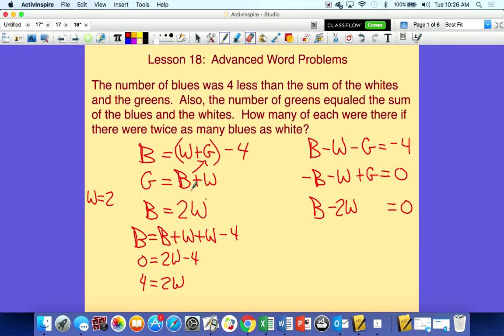Then I could throw that 2 right in here, so B has to equal 4, and for this equation here, 2 plus 4 is 6, so our greens have to equal 6. And then I could check that by throwing that into the original. 2 plus 6 is 8, minus 4 is 4, which is what we got for our blue here. So you could do a combination of a lot of things. You could do the matrix, like you guys like to do, or you could do substitution, and this one falls apart pretty quickly.